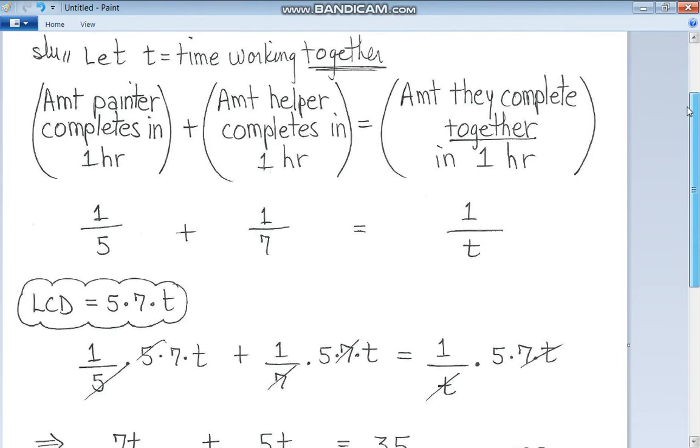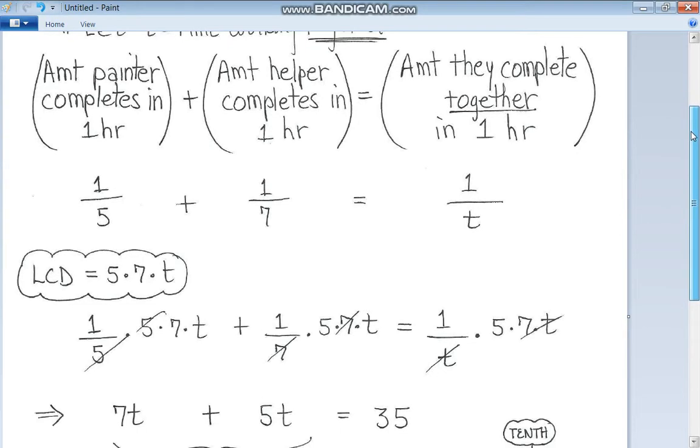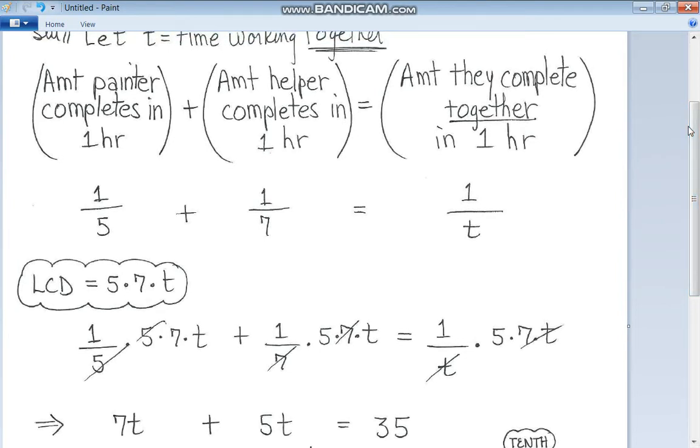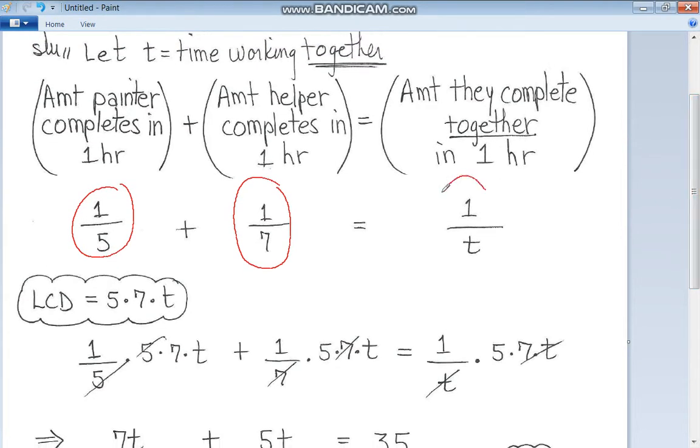Let t equal the time working together. So here's the rational thought. The amount of the whole job that the painter completes in 1 hour plus the amount that the helper completes in 1 hour has to equal the amount they complete together in 1 hour. So the painter takes 5 hours to do the whole job, so in 1 hour she does 1/5 of the job. Bring down the plus. The helper does the whole job in 7 hours, so in 1 hour the helper does 1/7 of the job. Bring down the equal sign. It takes t hours to work together and do the whole job, so in 1 hour they complete 1 over t of the whole job.